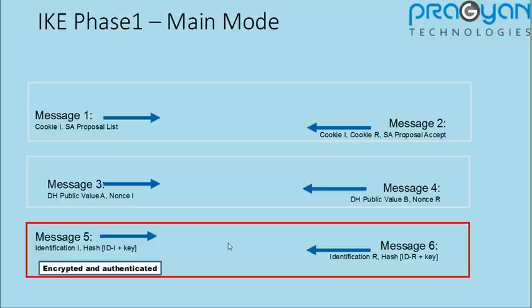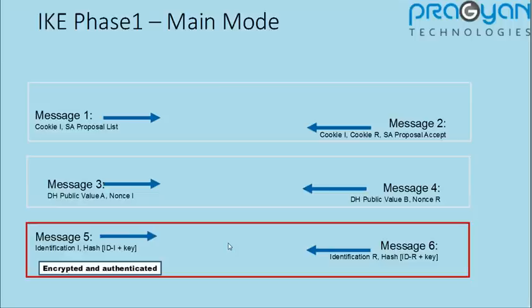So the 5th packet is going to have an ID, it's called the IC ID, and then if there is a pre-shared key, it will use the pre-shared key, create a hash, and send it to B, and B is going to do the same thing. And if your authentication is successful, then it's going to move to the next phase. So now this is your main mode.